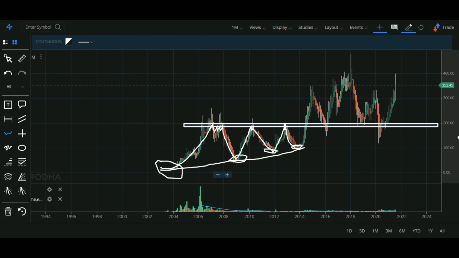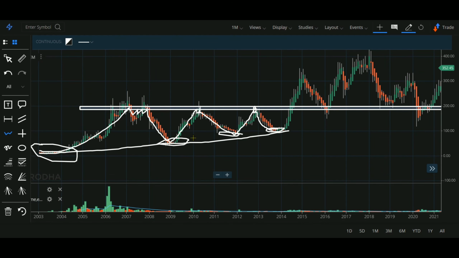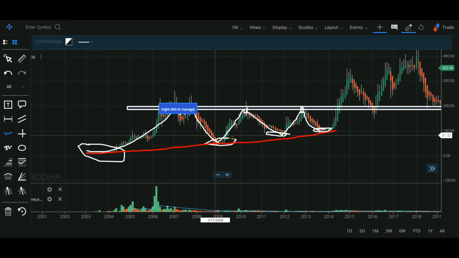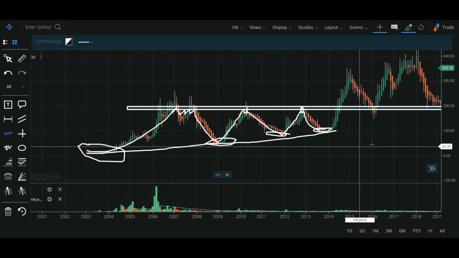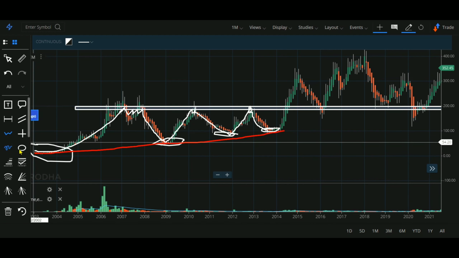So why am I saying there is a demand? It's because the prices are not going down, right? There are higher lows being created. First it was here, then it's here, then it's here, then it's here. It actually shows that there is gaining momentum in this stock. So the next point could be a breakout, or else it could come down somewhat like this.